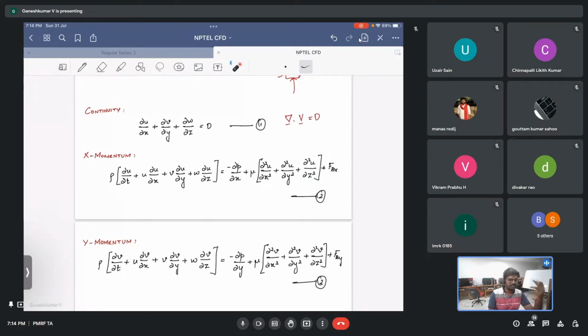We have two directions, x and y, so there are going to be two momentum equations. This momentum equation is actually called the Navier-Stokes equation. For any flow problem, you need to solve the continuity equation and the Navier-Stokes equation, which is the momentum equation, and there will be an energy equation depending on whether the flow is incompressible or compressible, or in some special cases you need to solve the energy equation also.